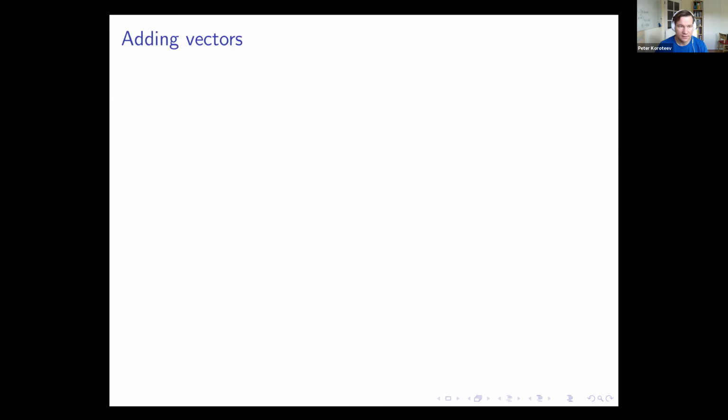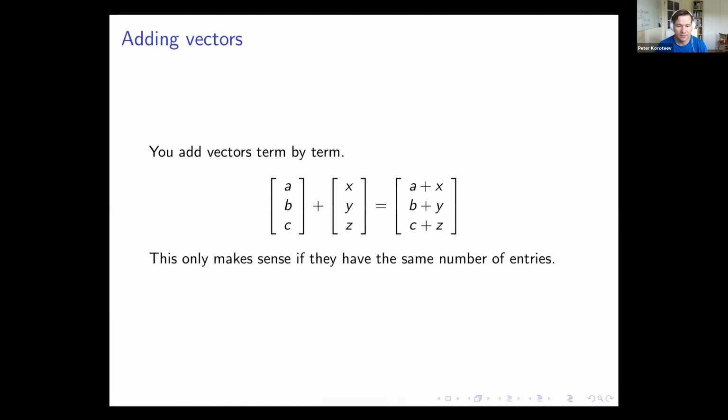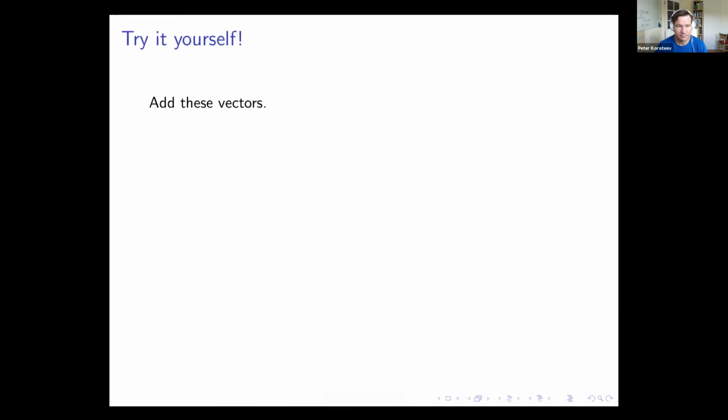Now, vectors can be added with each other, and we do it term by term, right? So it's very convenient to do using those lists. So vector ABC plus vector XYZ is equal to the vector A plus X, B plus Y, C plus Z. It's very straightforward. And obviously this only makes sense for vectors of equal size. If they have an equal number of entries, it's only defined in this case.